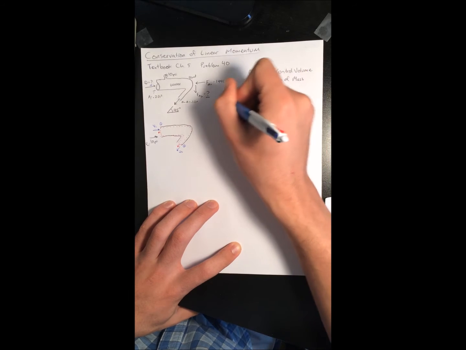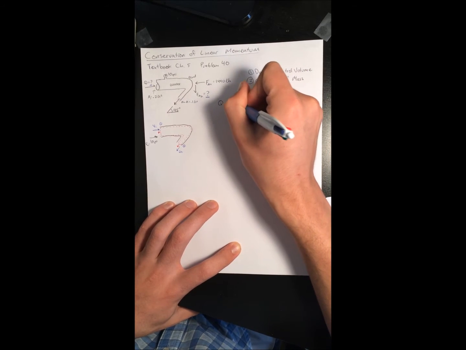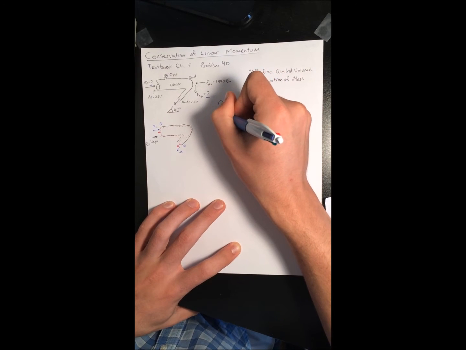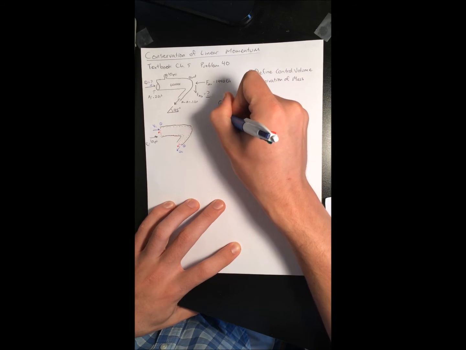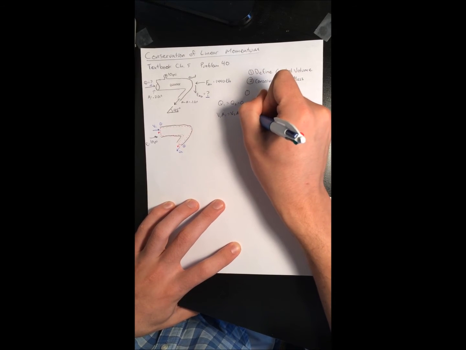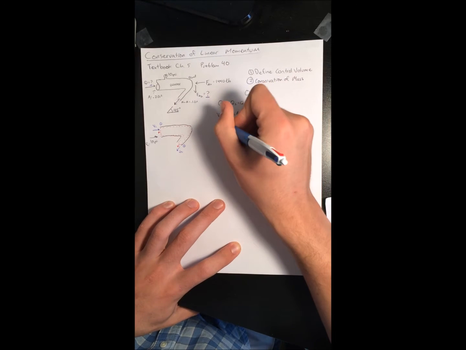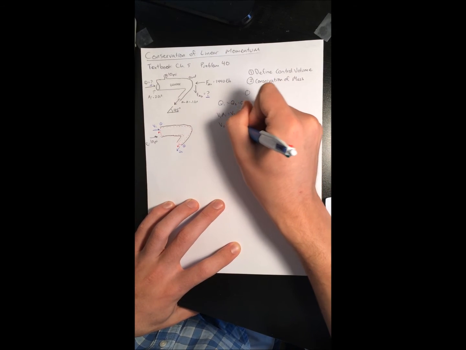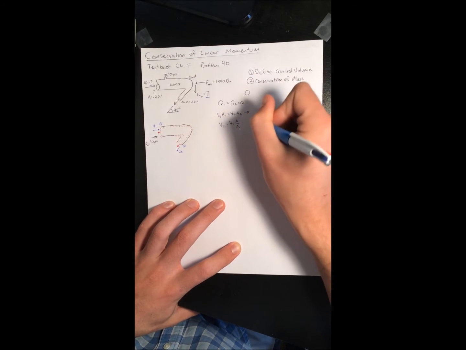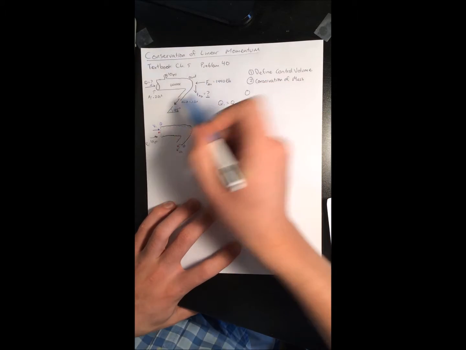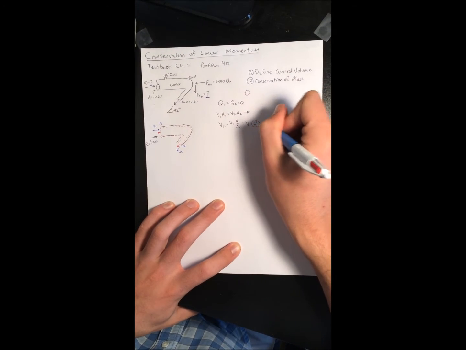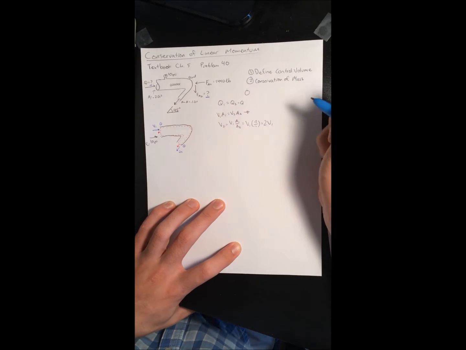So Q1 is equal to Q2 is equal to Q, which means also that what we know Q to be, V1A1, is equal to V2A2. So V2 is equal to V1A1 over A2, which is V1 times 0.2 square feet over 0.1 square feet, which is equal to 2V1.